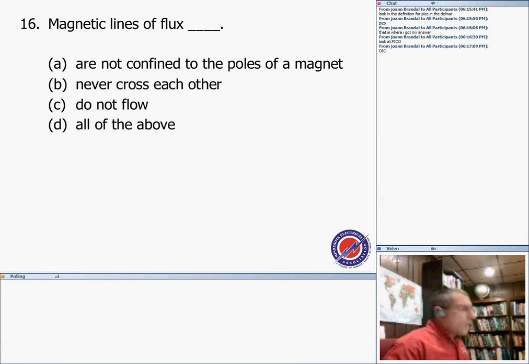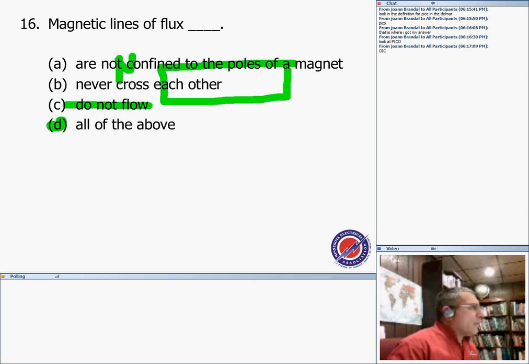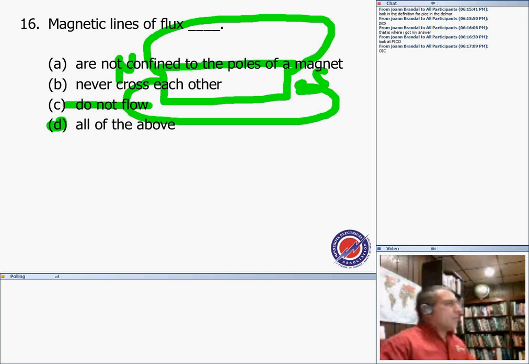Number 16, guys, is magnetic lines of flux. Number 16 is all of the above. Let's look at that: they are confined to the poles of the magnet, so they go around, cross each other, and don't flow. If I have a magnet right here with my north and my south, the lines always go from north to south, around the magnet, and they don't just continue.